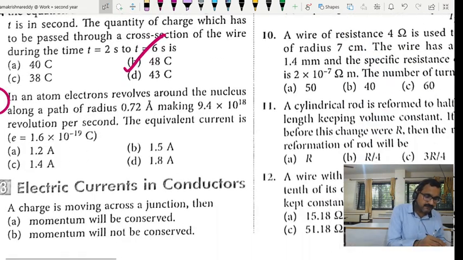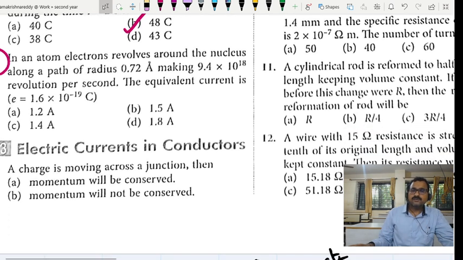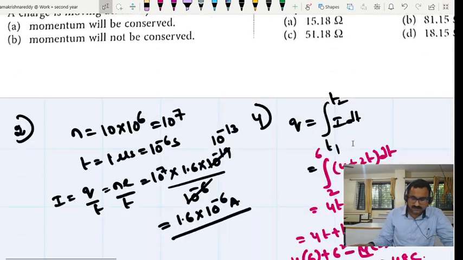Next, question number 5. In an atom, an electron revolves around the nucleus along a path of radius 0.72 angstrom, making 9.4 into 10 power 18 revolutions per second. The equivalent current is asked. The radius and the number of revolutions are given, and you already know the formula, as we just discussed.